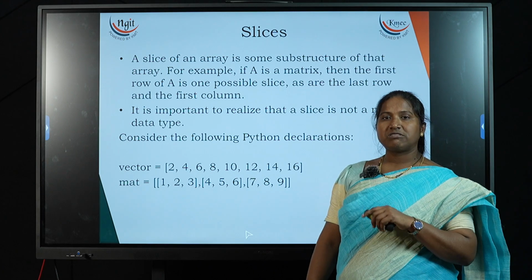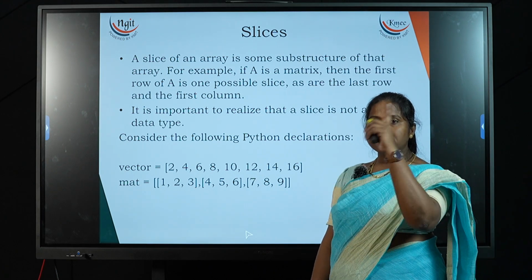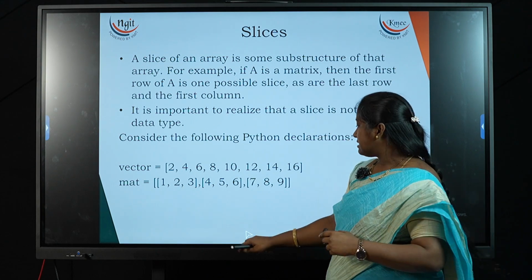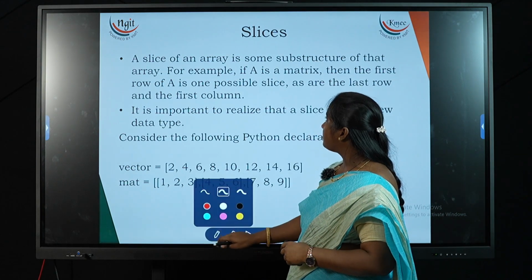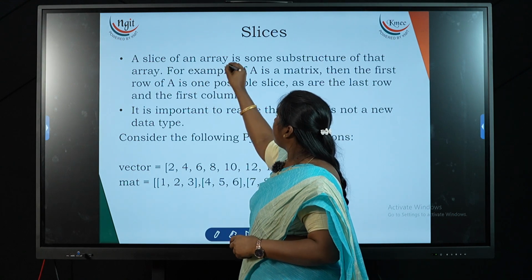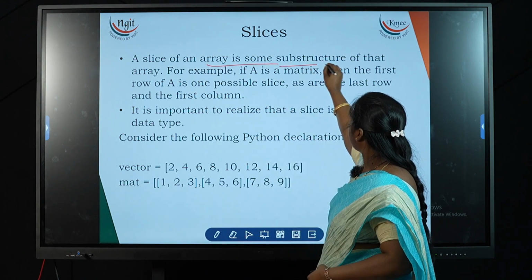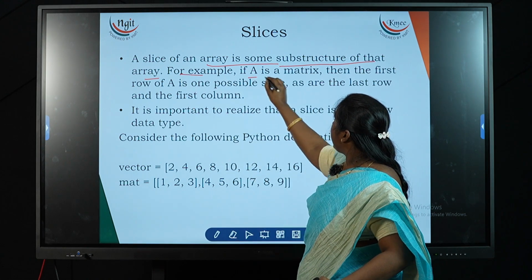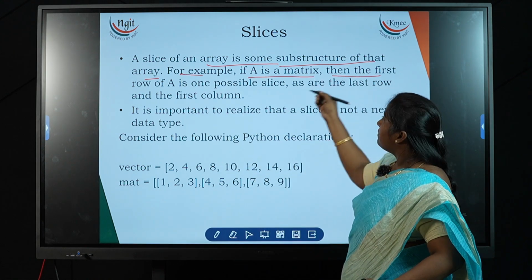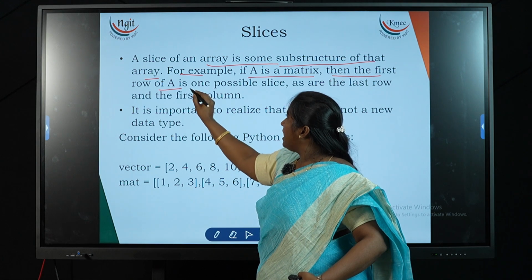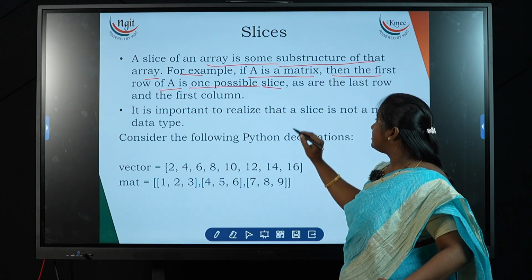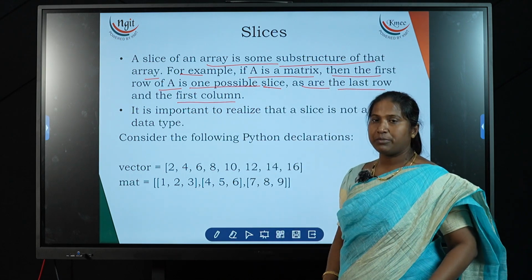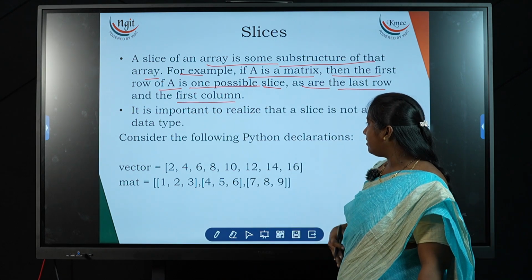Next, coming to slices. We discussed slices in strings, correct? What is a slice? It is a substring. A slice of an array is some substructure of that array. For example, if A is a matrix, then the first row of A is one possible slice, as are the last row and the first column. You can see the example here.